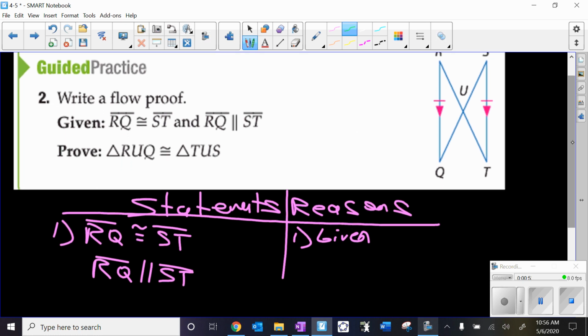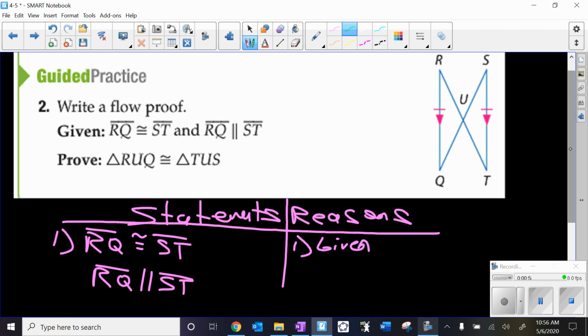So right off the bat, it tells us we know that RQ is congruent to ST and they're also parallel. We need to come up with two angles. You could actually prove this one with either method, either angle, side, angle, or angle, angle, side. We're going to try and prove this with angle, angle, side.